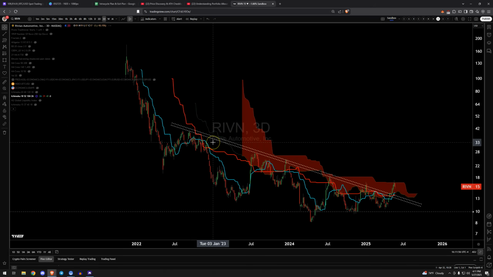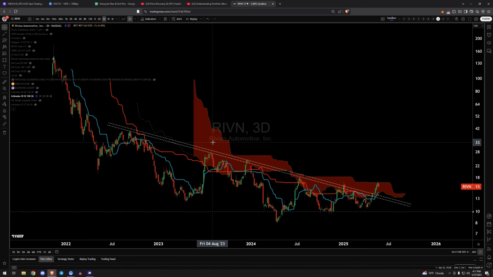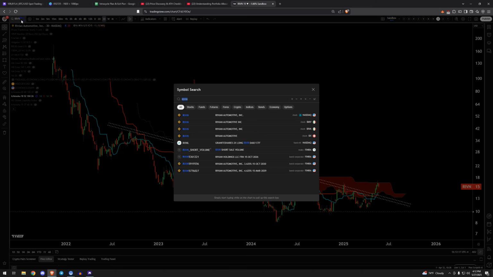Rivian's another example. Again, this is just a moment in time, but I like the possibility here. I like the possibility of a 2x plus here. So I'm not going to be afraid of adding. I could be unbothered until this breaks 10. What do I care? I think the upside is skewed strongly positive.